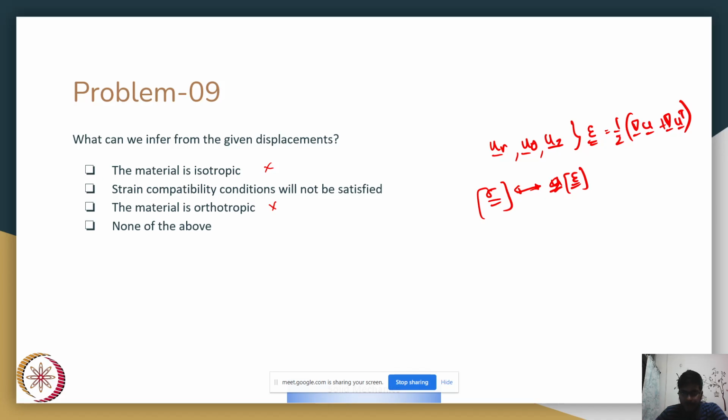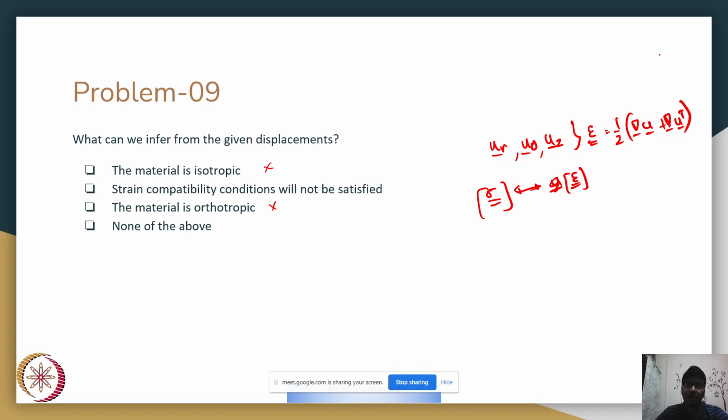And one more thing, the ur, u theta, and uz are already given, which means that they are your base independent parameters. These three form your base independent fields. These are the independent fields, and they in turn lead to 6 dependent strain components whose dependency is formalized using the strain compatibility conditions, right?